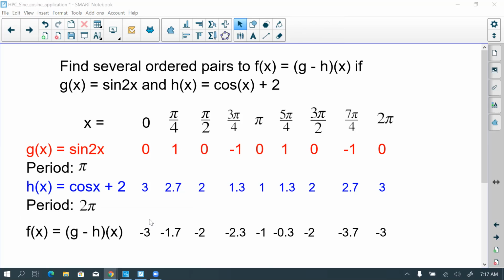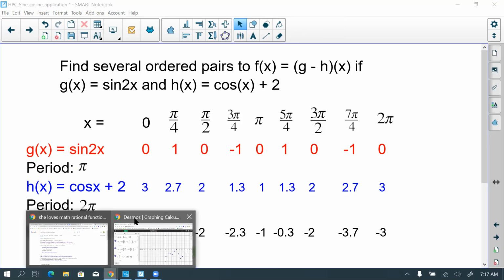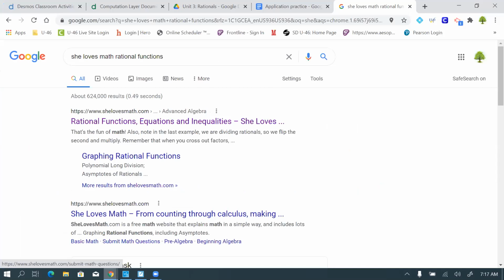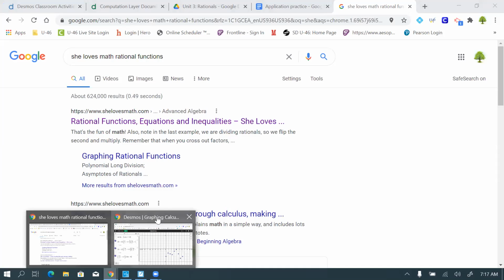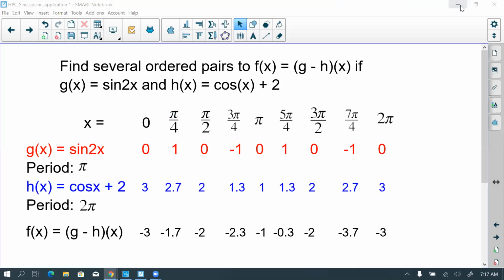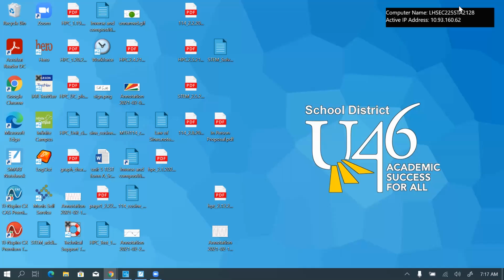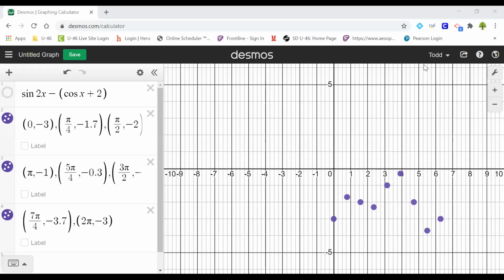So I'm going to graph them. Let's see. Why is this not showing up? Come on. Sorry. Here you go. Sorry about technical difficulties there.